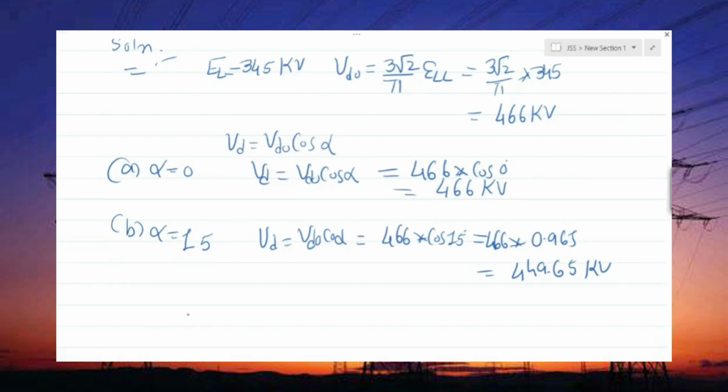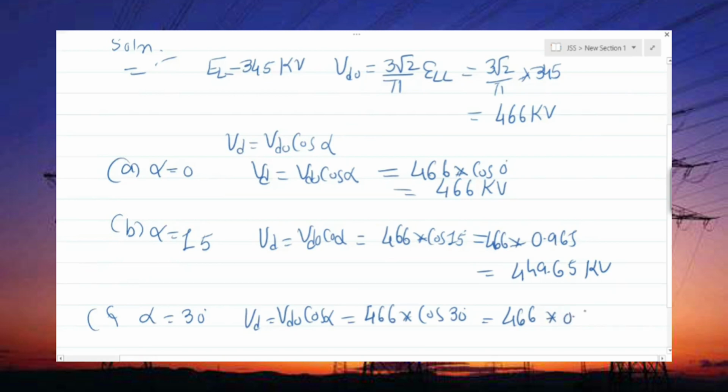Now the third case, when the value of alpha is 30 degree. Your voltage VD is equal to VDO cos alpha, which is 466 multiplied by cos 30, and the value of cos 30 is 0.866. So your DC output voltage is 403.556 kV.